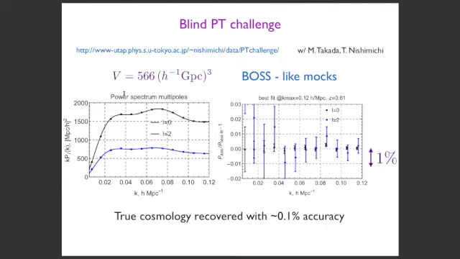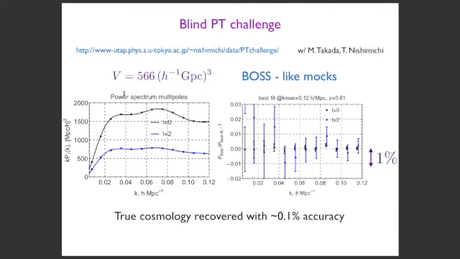So the task was the following. If you go to this link, you will find the high resolution N-body simulations. So you find the power spectrum of BOSS-like mocks with a total volume of almost 600 cubic gigaparsecs, which is 10 times bigger than Euclid or DESI will have. And the task is to measure the input cosmological parameters, which are unknown, okay?